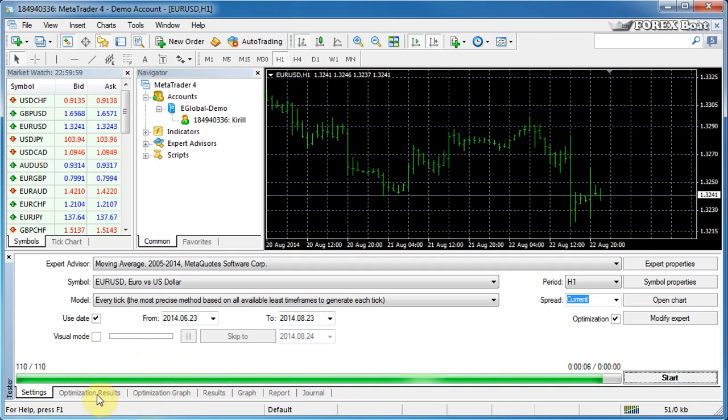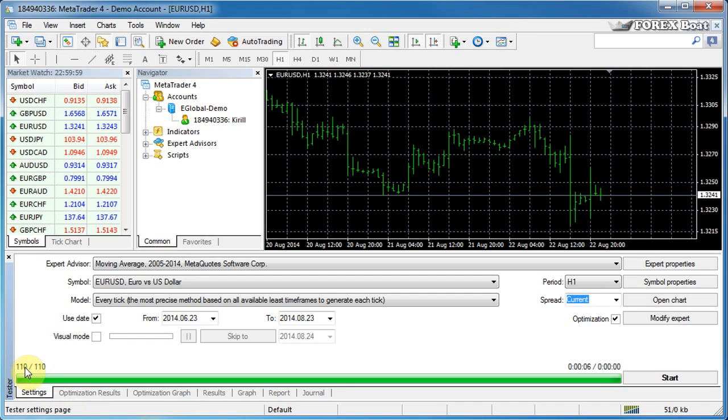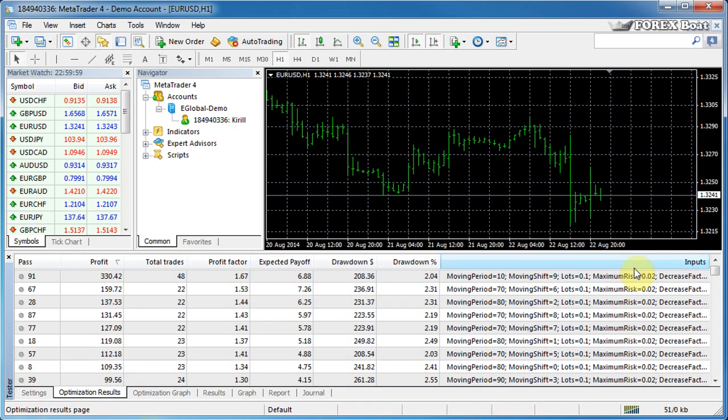As you can see, 2 new tabs have appeared, Optimization Results and Optimization Graph. If we click into the optimization graph, we'll see 110 different results, because we had 110 backtests conducted. And in optimization results, we have a list of these results sorted by profit.